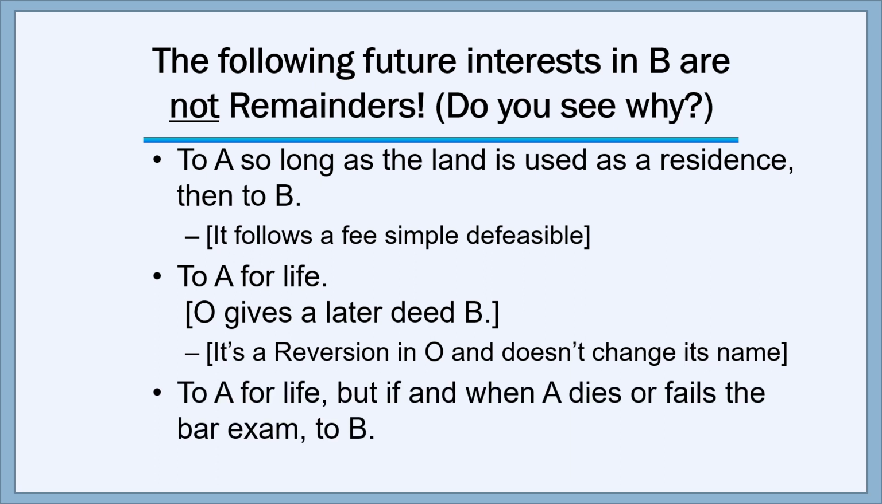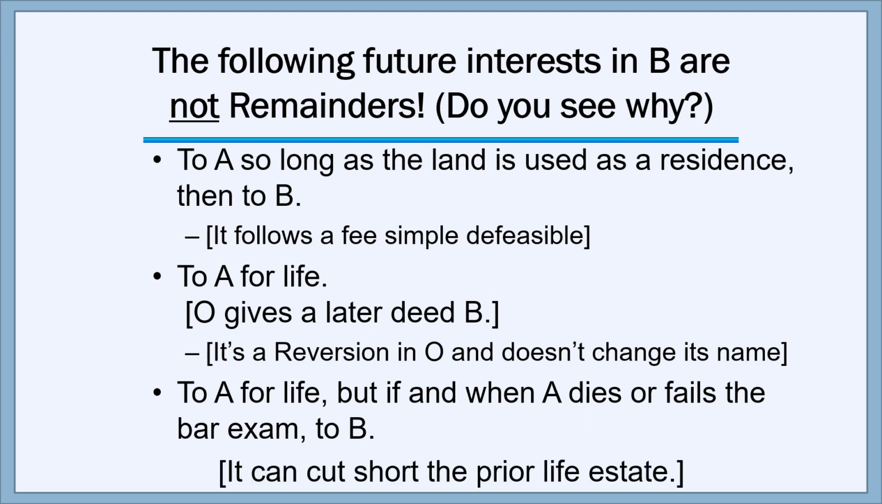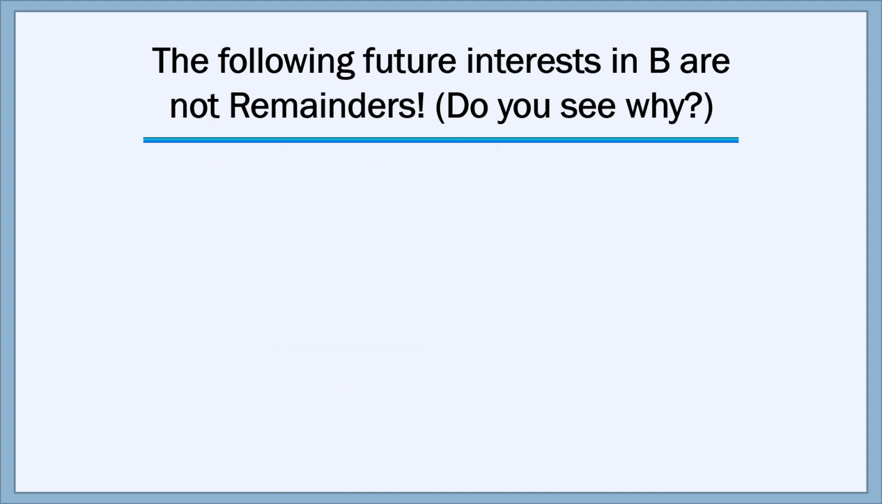In the third example, to A for life, but if and when A dies or fails the bar exam, then to B. Now B has a future interest all right, but you'll notice that it has the capability of potentially cutting short A's life estate. That would happen if A fails the bar examination. And anytime a future interest in the third party has the capacity to cut short the prior life estate, that means it violates the rule for remainders and it can't be a remainder, so what B has is an executory interest instead. Let's try some additional examples.